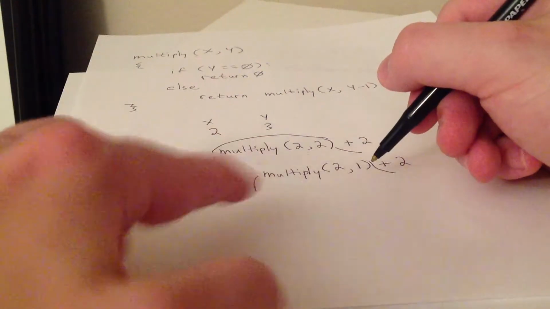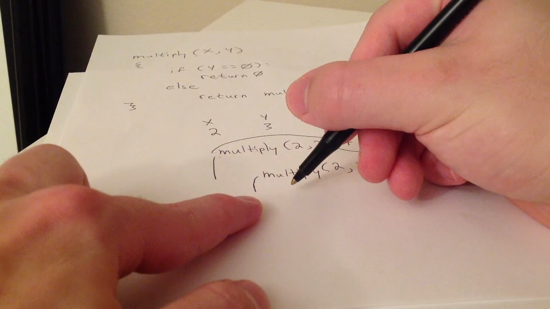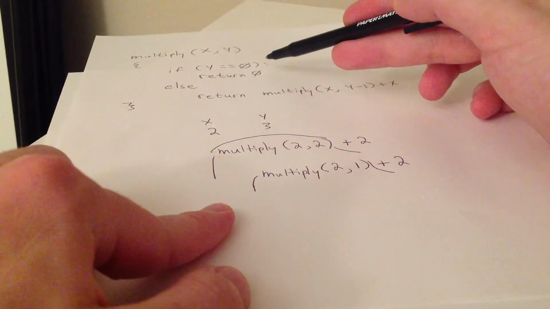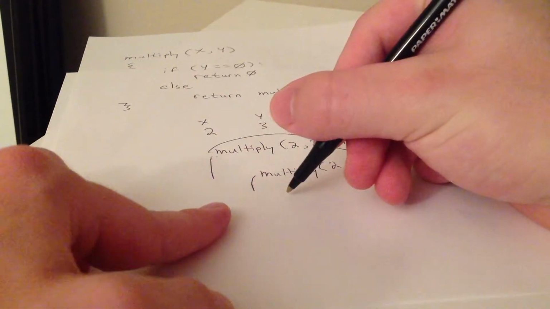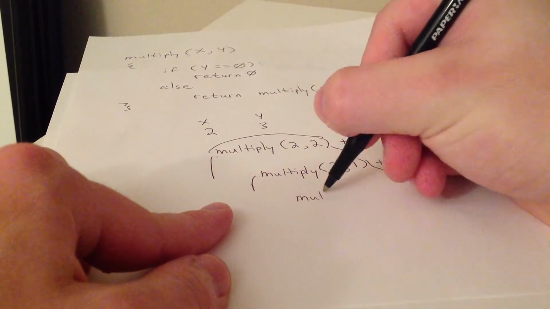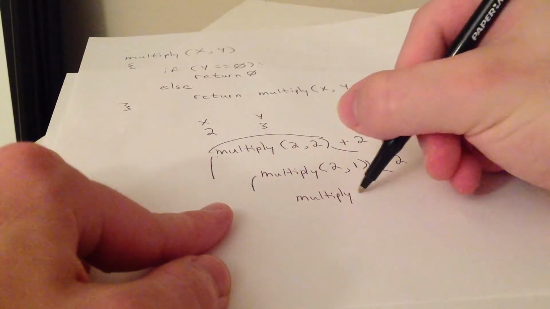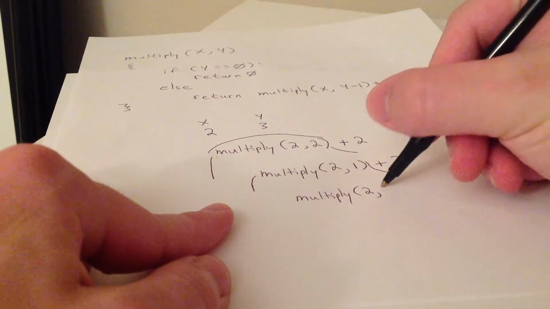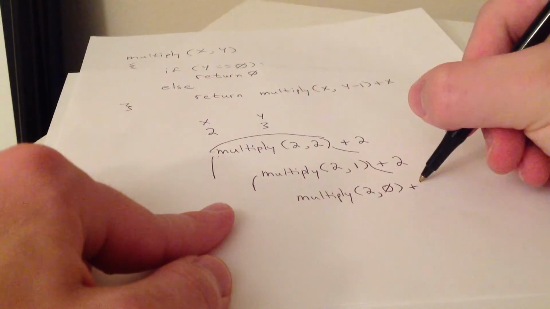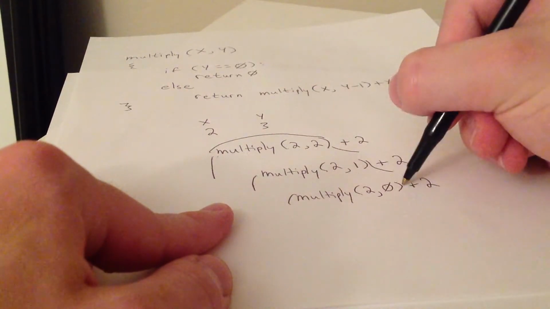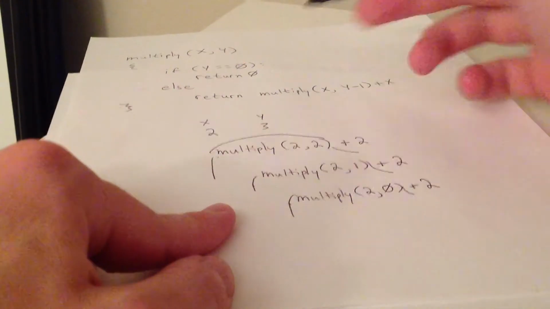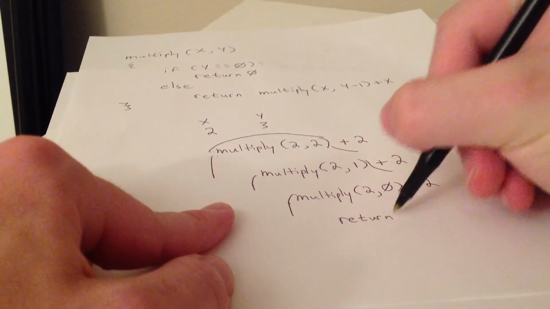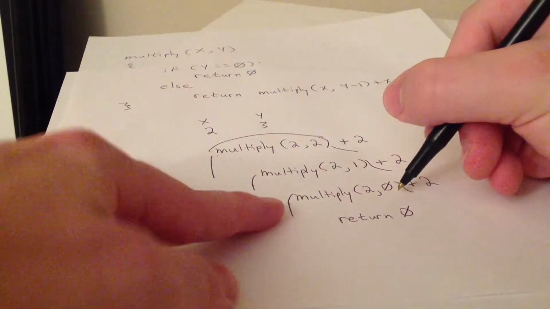So we grab our x of 2, y of 1. We start by evaluating y is 0, not yet. So we're now going to return multiply 2 for x. 1 minus 1 is 0, plus 2. This time, you'll note when we come down to our multiply function, y is 0 evaluates to true, and we simply return 0 to the last call for multiply.